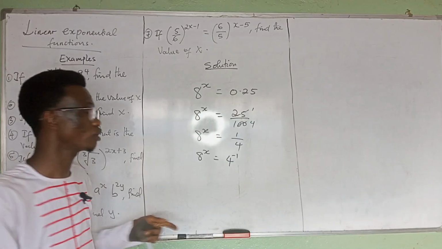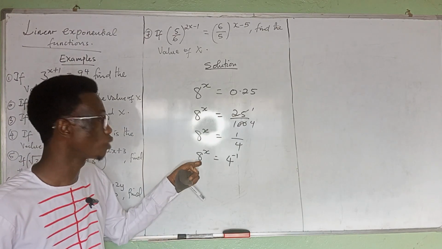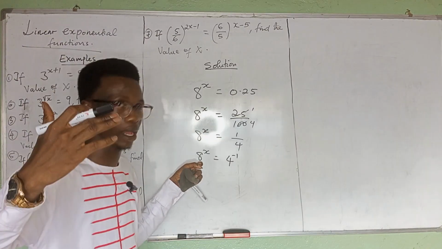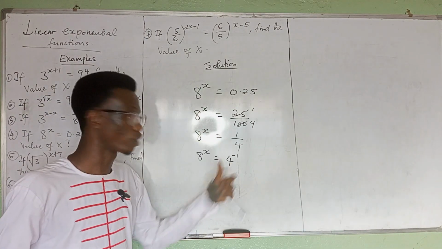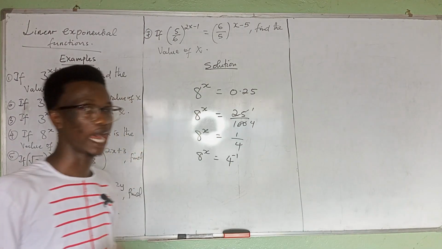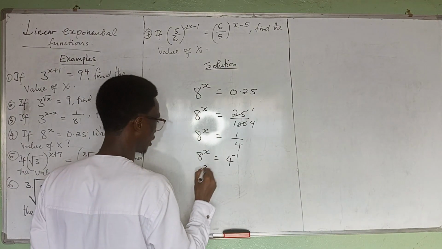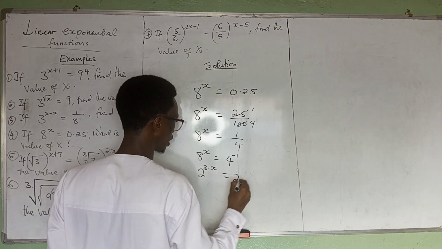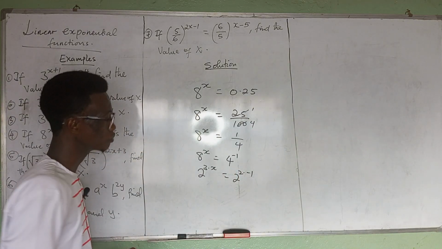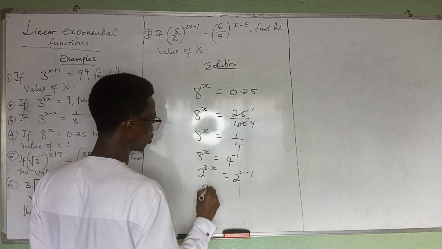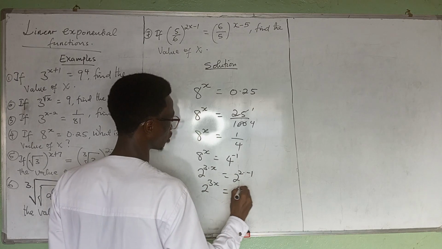So in that case, you have to look at which number can go into 8, that you can raise to one power to give 8, and raise to another power to give 4. The number there will be 2. So this becomes 2 raised to the power 3x equals 2 raised to the power 2, multiplied by minus 1. So this becomes 3x equals 2 raised to the power minus 2.